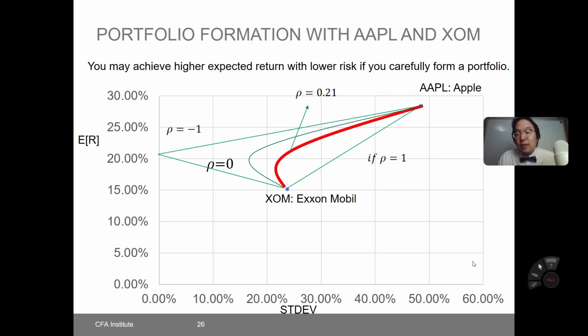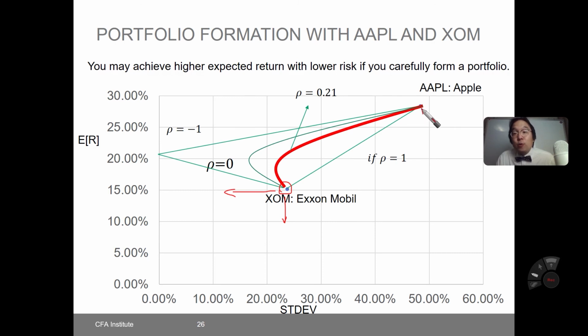This dot over here is the portfolio 100% invested in ExxonMobil, XOM. Historically, its annual average return has been 15%. That's this guy. And its total risk was about 23% or so.